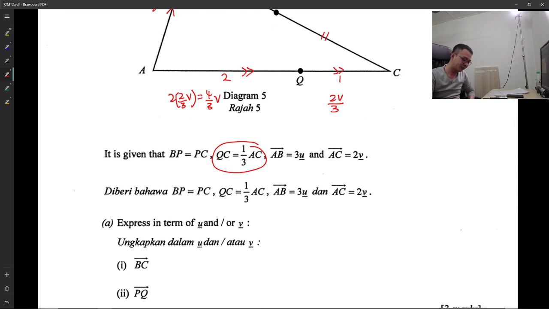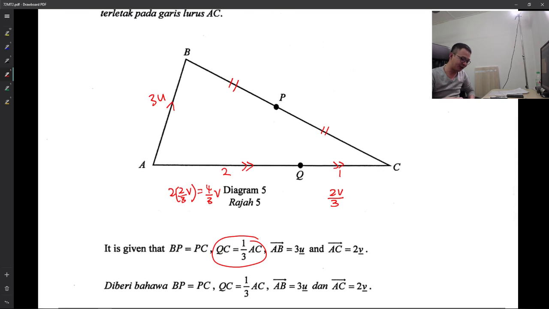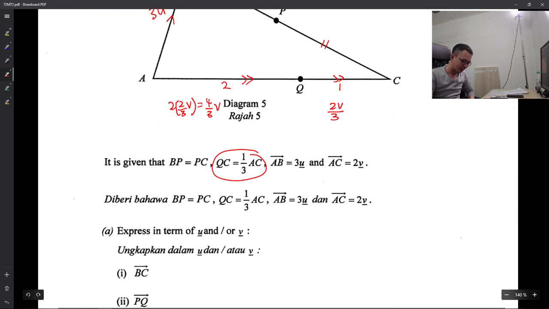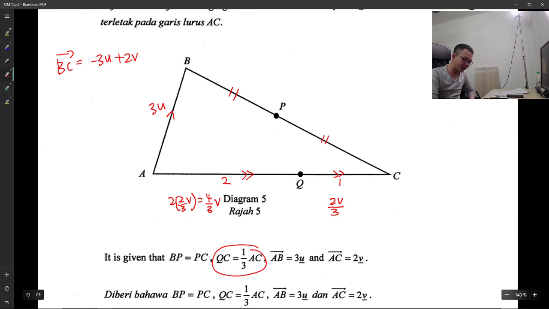What does the question want me to find? Find BC. So I need to find BC first, which is very easy. BC will be BA plus AC. BA is -3u, and AC will be 2v. Done. The next thing they asked me to find is PQ.